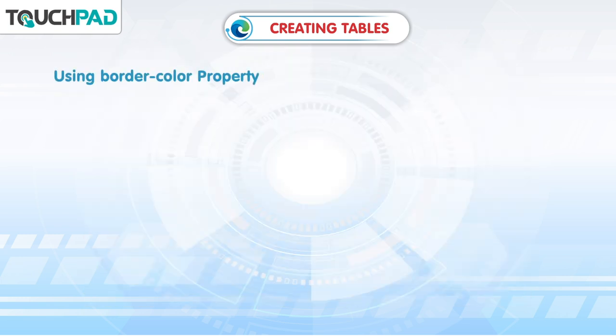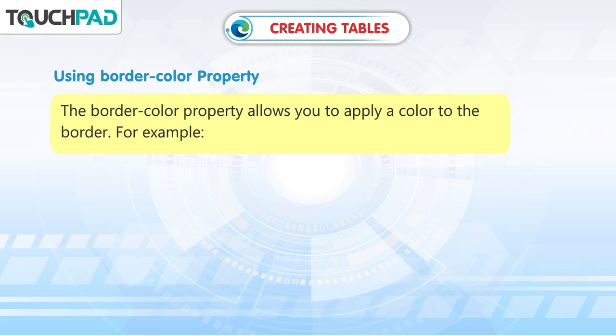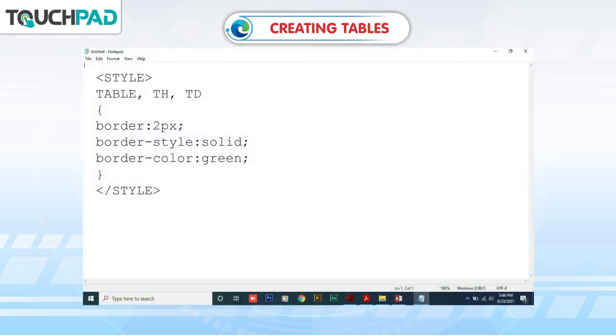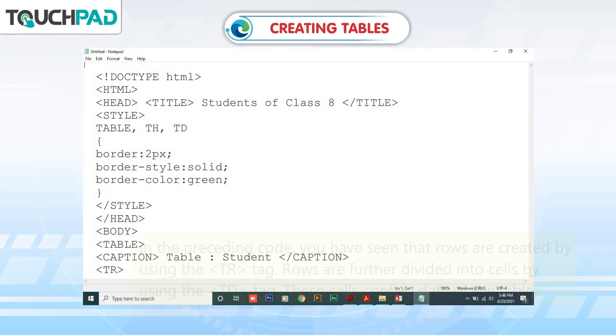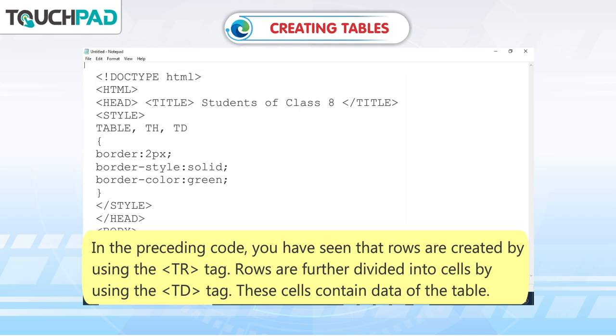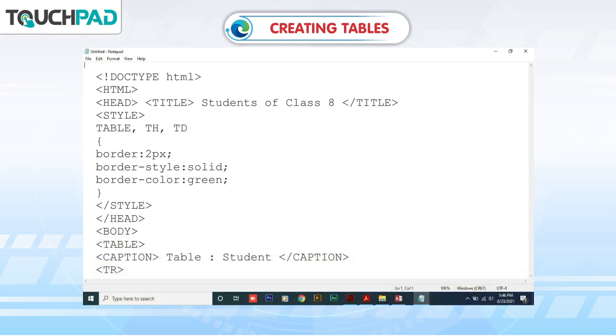Using border color property. The border color property allows you to apply a color to the border. For example, let us create a table using the above properties. In the preceding code, you have seen that rows are created by using the TR tag. Rows are further divided into cells by using the TD tag. These cells contain data of the table.